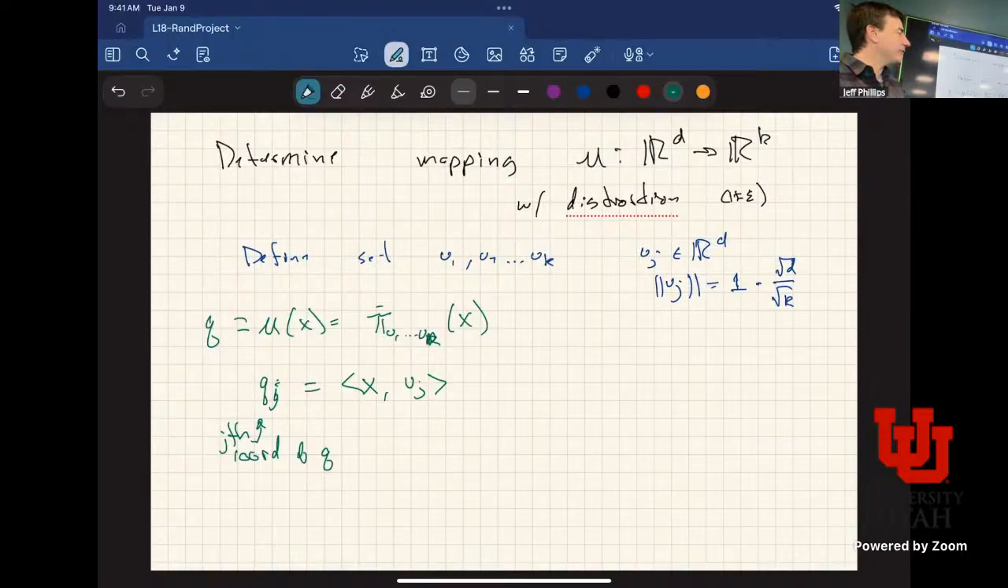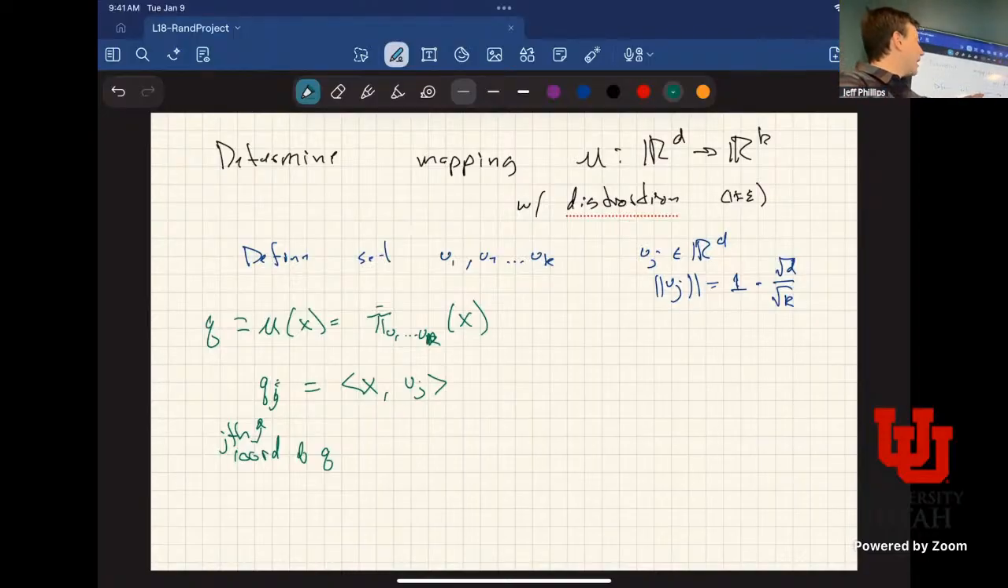Okay, I'm not enforcing that the U1 through UK are going to be orthogonal to each other. I'm going to choose them so they're approximately orthogonal, but I actually don't need to enforce that. I could, and actually the first proof by Johnson-Lindenstrauss found them and then orthogonalized them and then did this, but it turns out you don't need to do that. Things work basically just as well. Okay, so this is the construction.